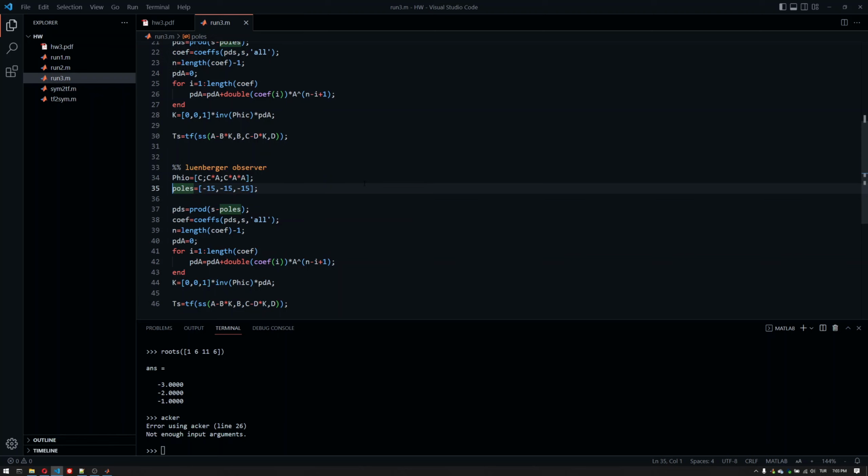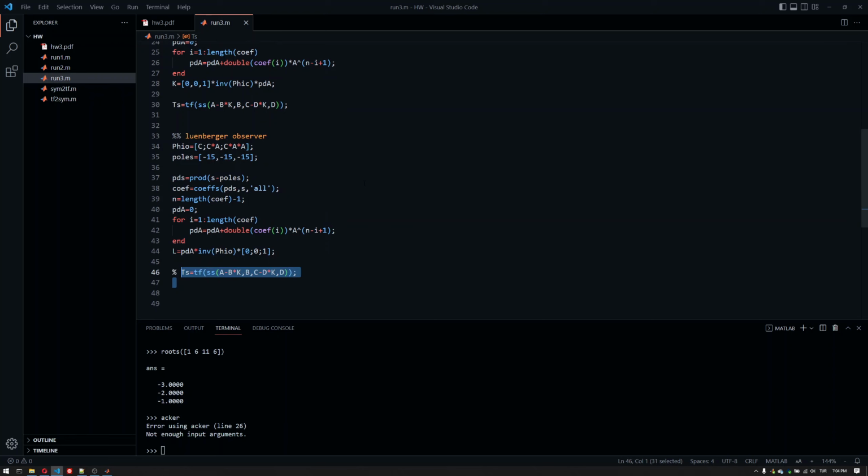Because the observer should be faster than the controller and even faster than the fastest mode or fastest pole of the system. So you can kind of guarantee that you have observed the states before you control the system, before it is over. So I'm going to construct the same PDA here, but instead of that, we will have basically the inverse of phi o, PDA, and then 0, 0, 1 should be it.